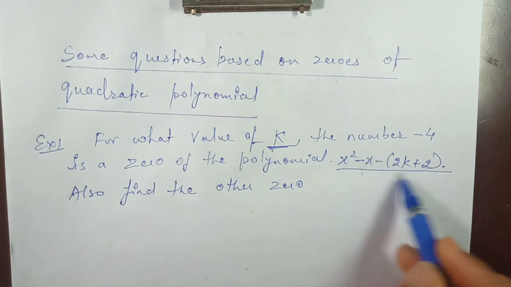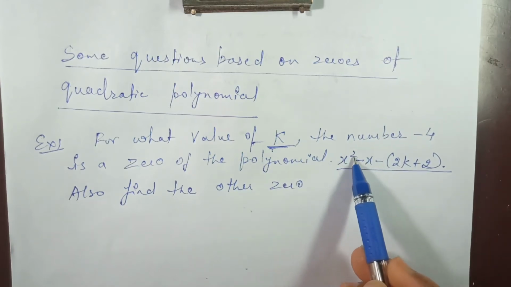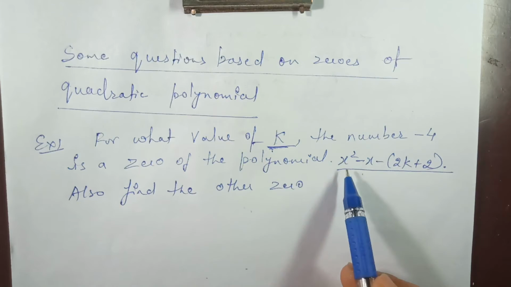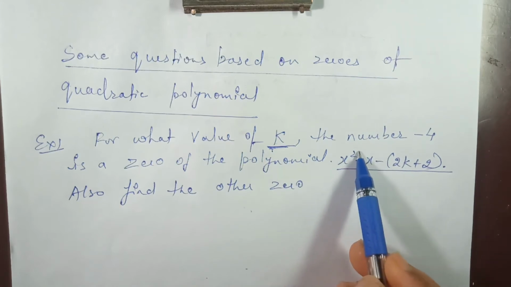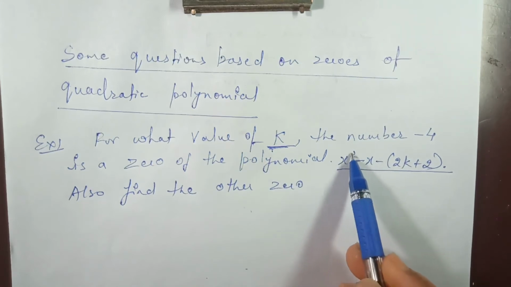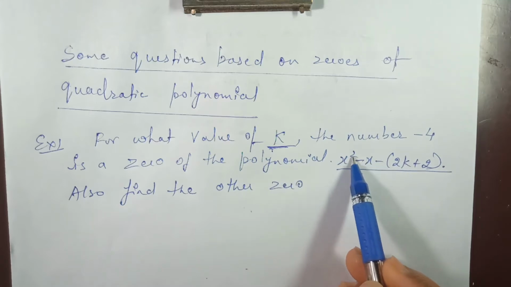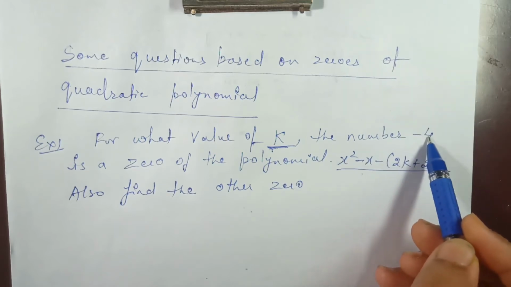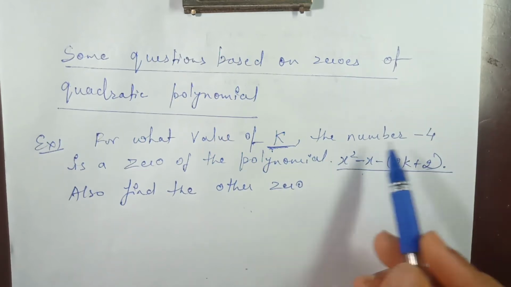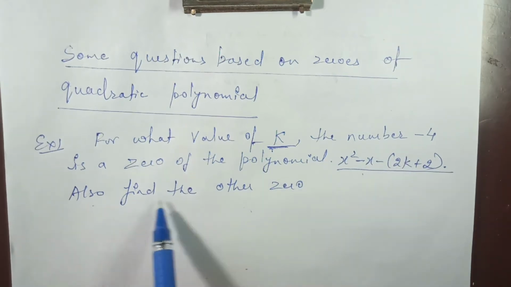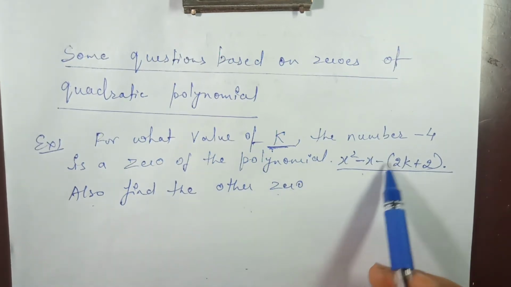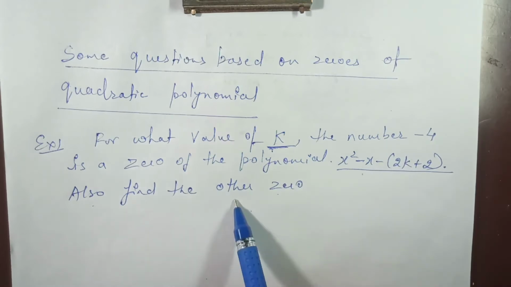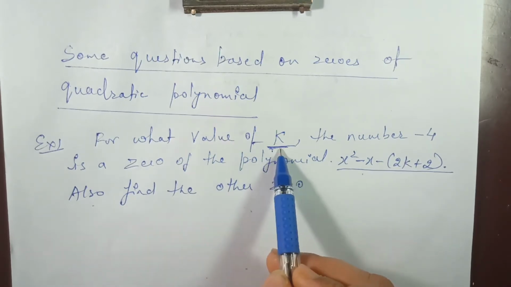This is the polynomial. What type of polynomial is it? It is a quadratic polynomial. In this quadratic polynomial, how many zeros do we have? Depending on the degree, since it has degree 2, it has 2 zeros. Out of 2 zeros, 1 zero is given, minus 4. It means minus 4 is the value of x. The other value we don't know. We also have to find the other zero, and also the value of k.